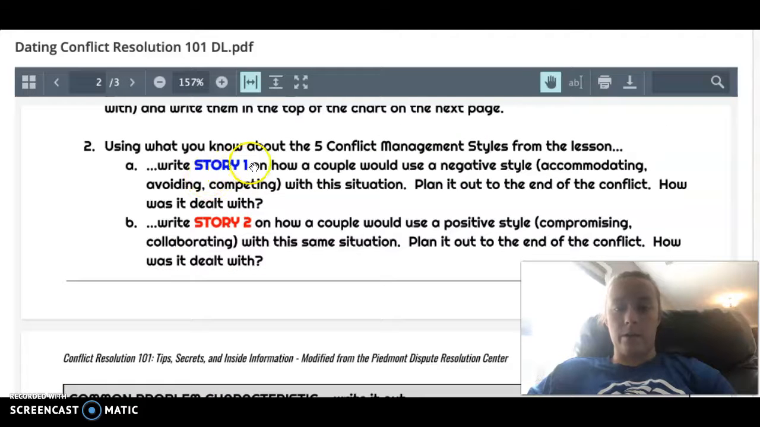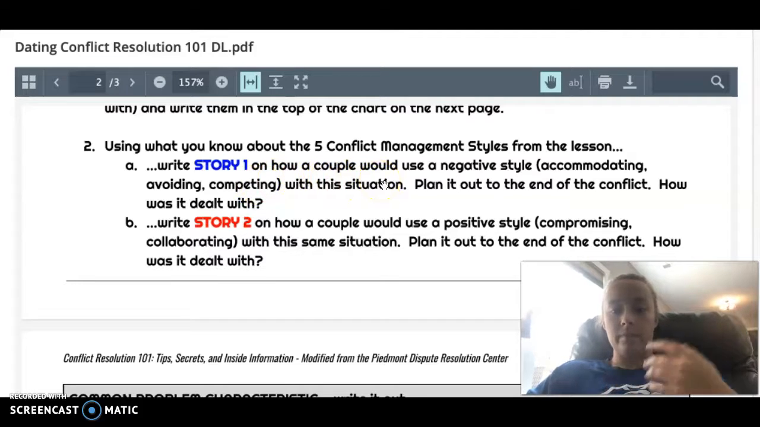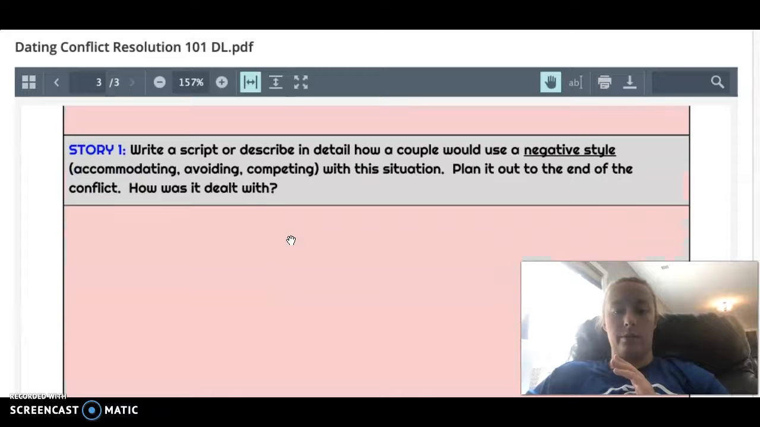Then write story 1 on how this couple would use a negative style, so either accommodating, avoiding, or competing with this situation. Plan it out all the way to the end. And how is it dealt with? Then for story 2, you're going to use a positive style, so either compromising or collaborating. You're going to do the same thing, write the story through to the end.